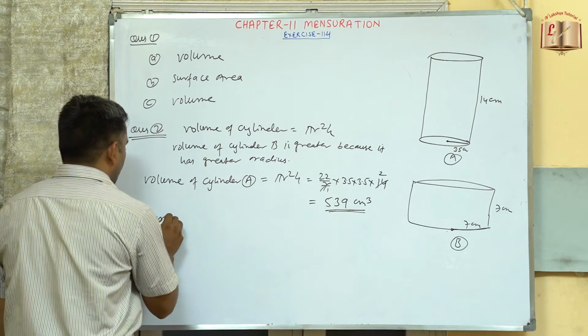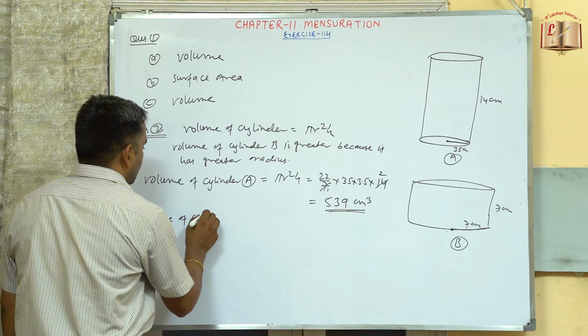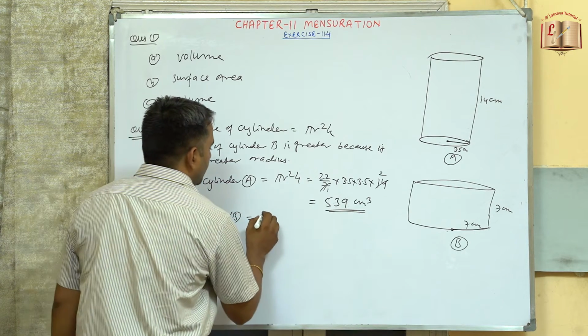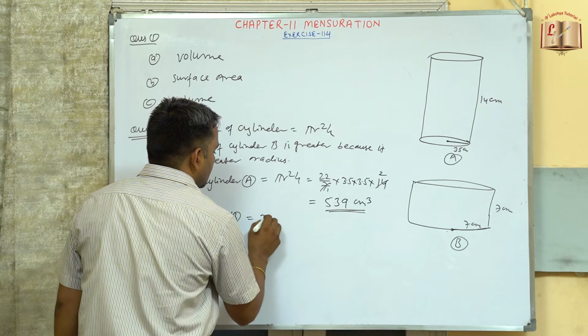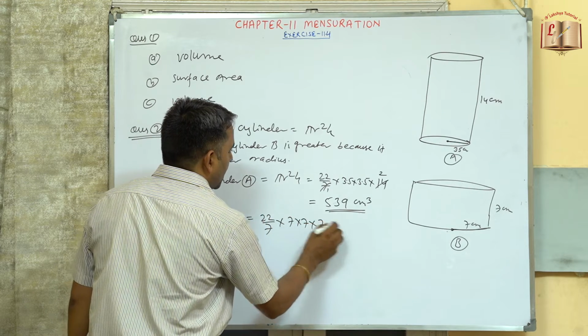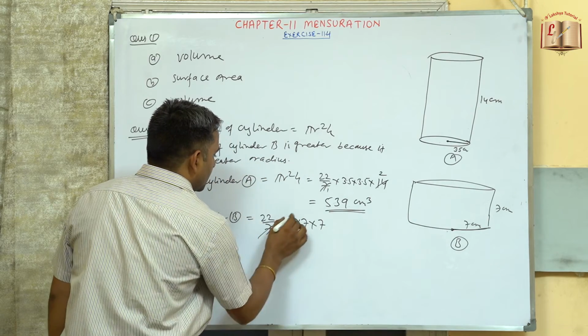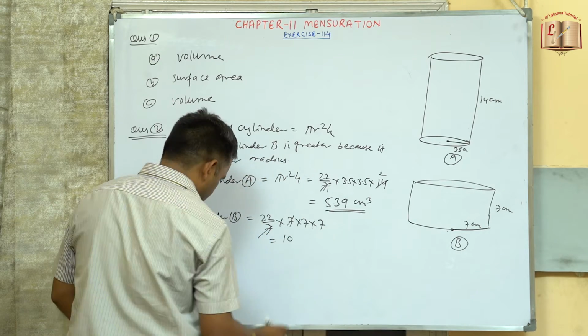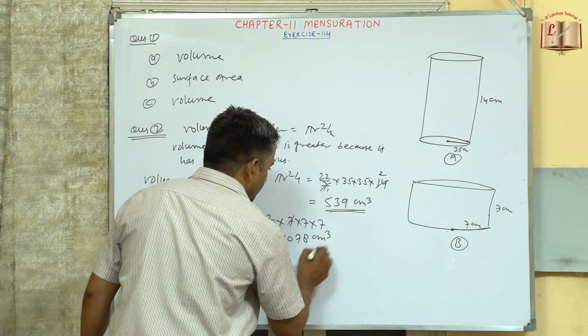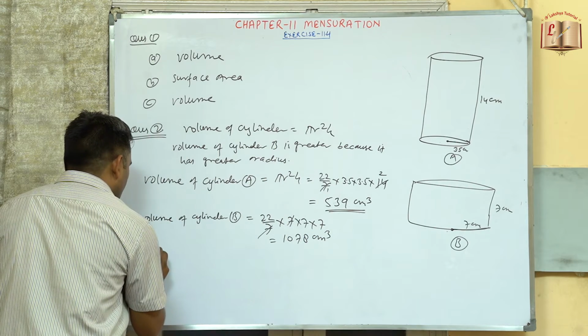So volume of cylinder B will be again pi r square h. So this is 22 by 7 into r is 7 into 7 into height is 7. So 7 cancels. This is now 1078 centimeter cube. Now surface area.